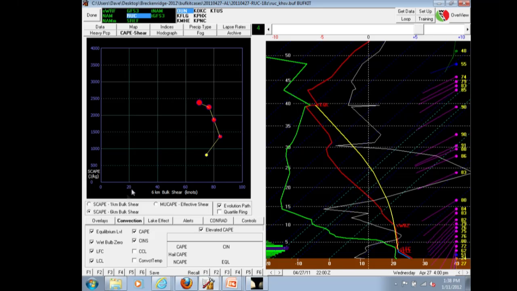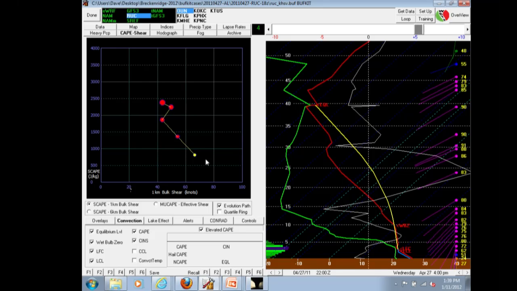But firmly well within the supercell phase space. 0 to 1 kilometer shear. I just click on that. And 40 to 45 knots in that layer. He's in CAPE, so well in excess. I would look anywhere to the right of like 10 knots over here.